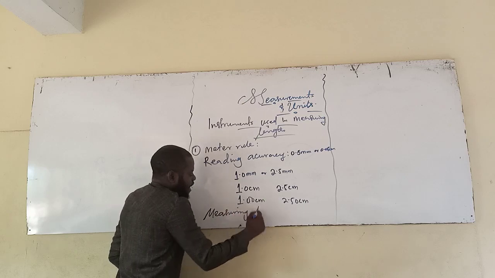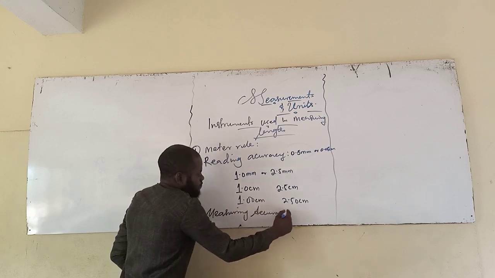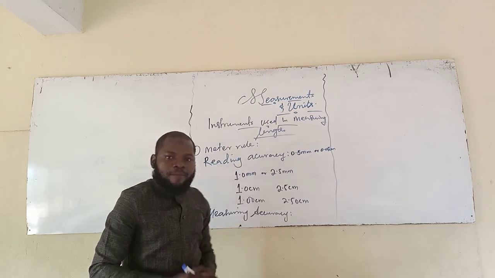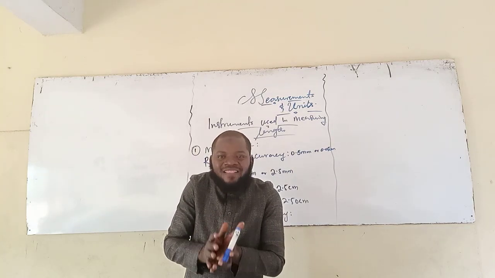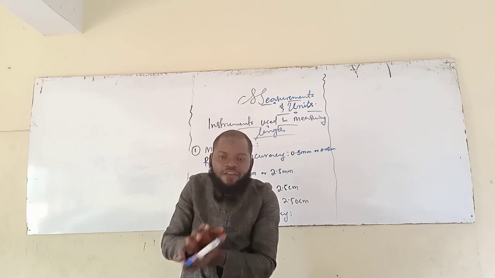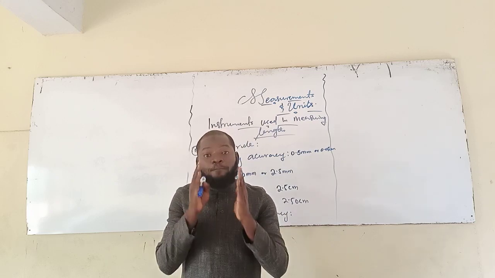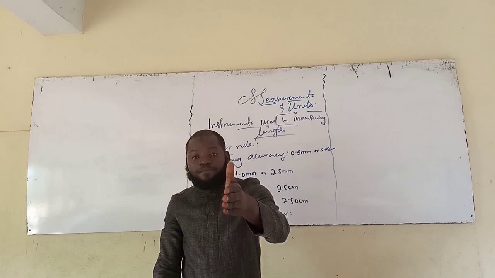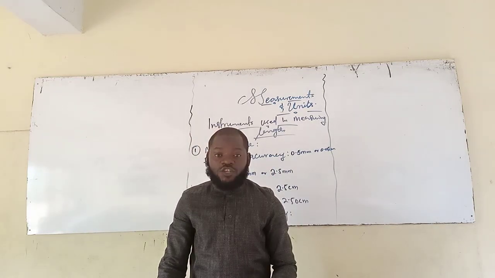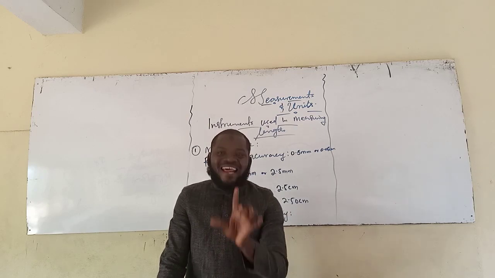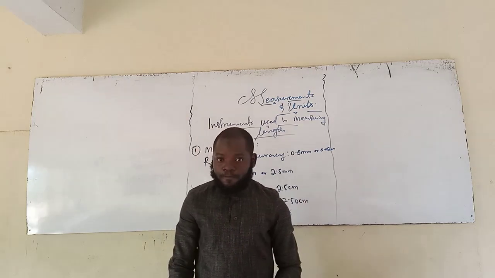The measuring accuracy. When you talk about the measuring accuracy, it is to guide you on what answer would be accepted from you. Because it's not possible for you to measure something, and I also come to measure that same thing, and we are going to have the same result. No, because of the parallax error and perspective error.